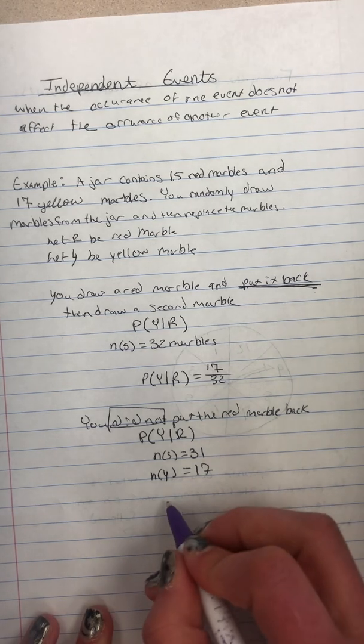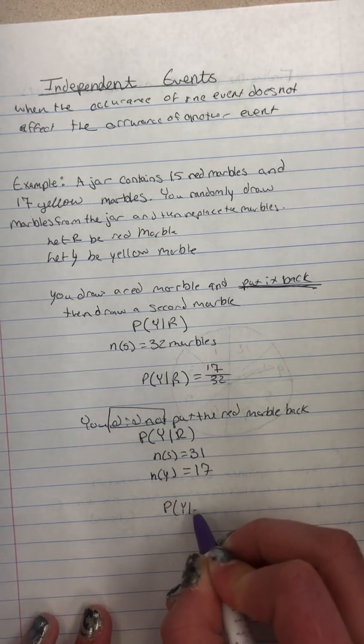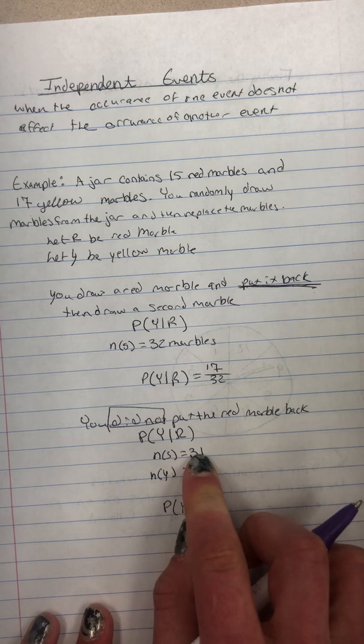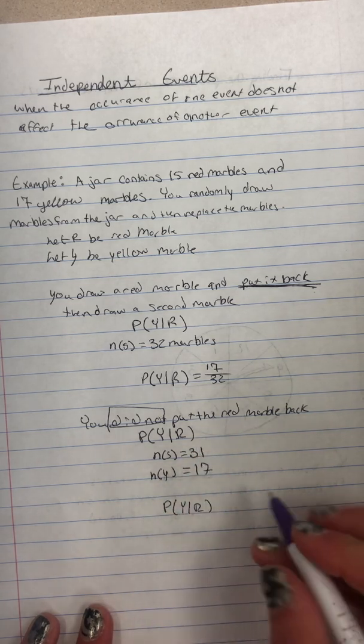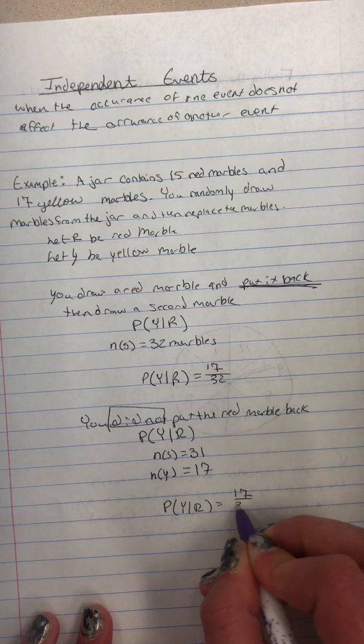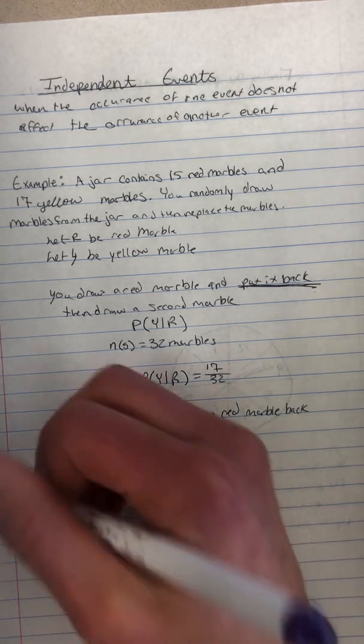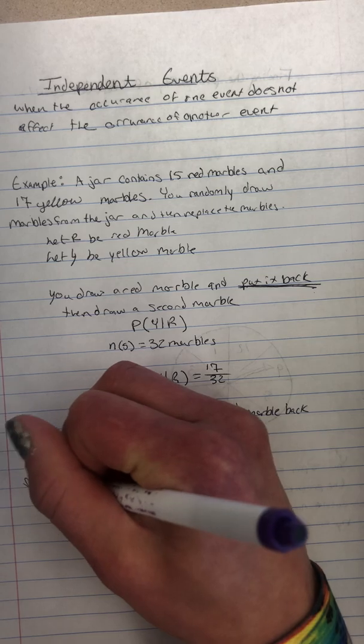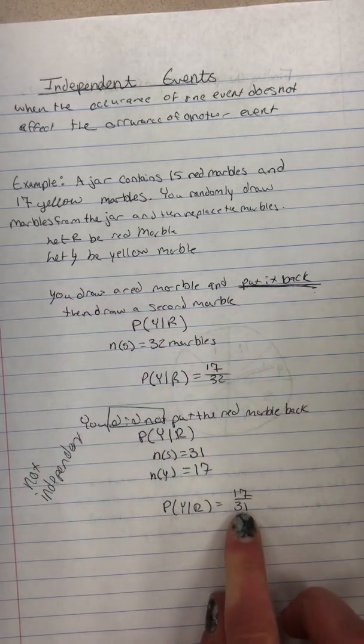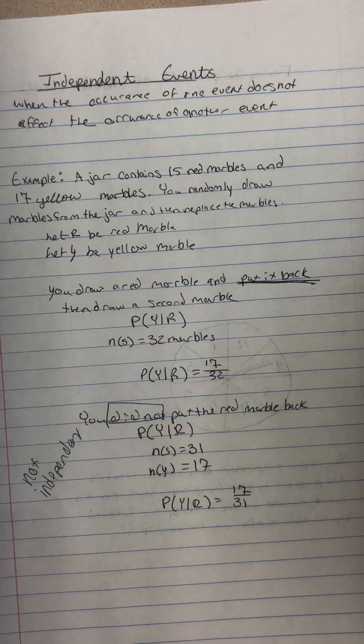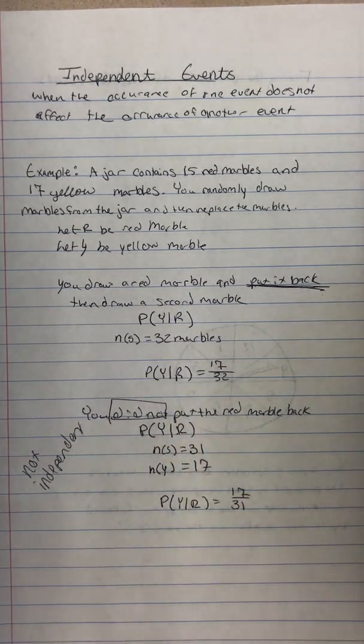So for this one, the probability, again, we take the number of yellow marbles and set it over the total. So we're going to set up 17 over 31. Now this one changes. This is not independent, because our probability changed because we didn't put the marble back. So this is a dependent event, while this one's independent. Keep that in mind. Because it changed our outcome, it is going to be a dependent event, not an independent event. And we'll go more detailed on that tomorrow.